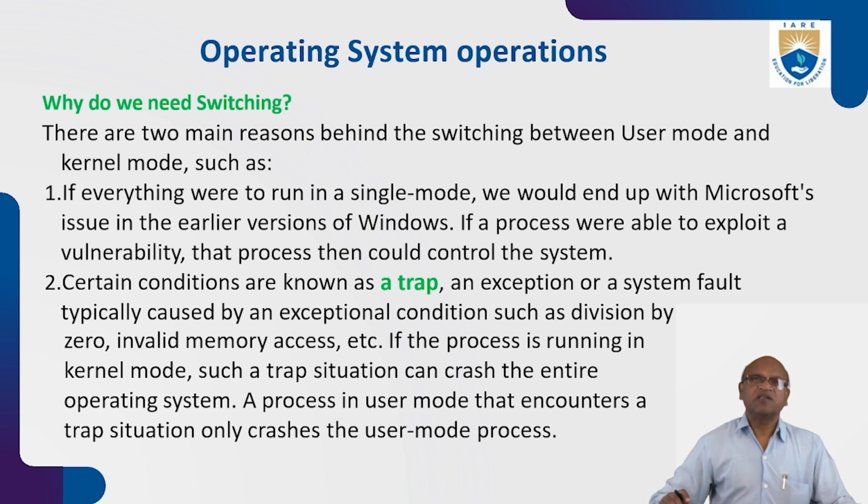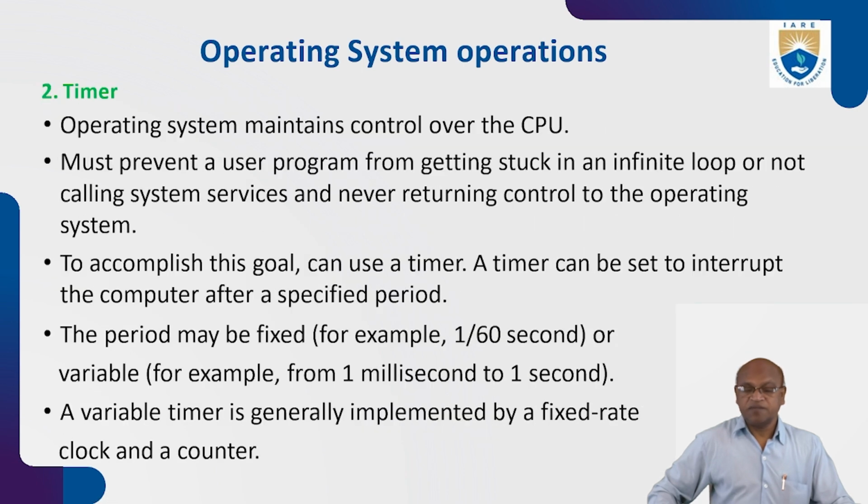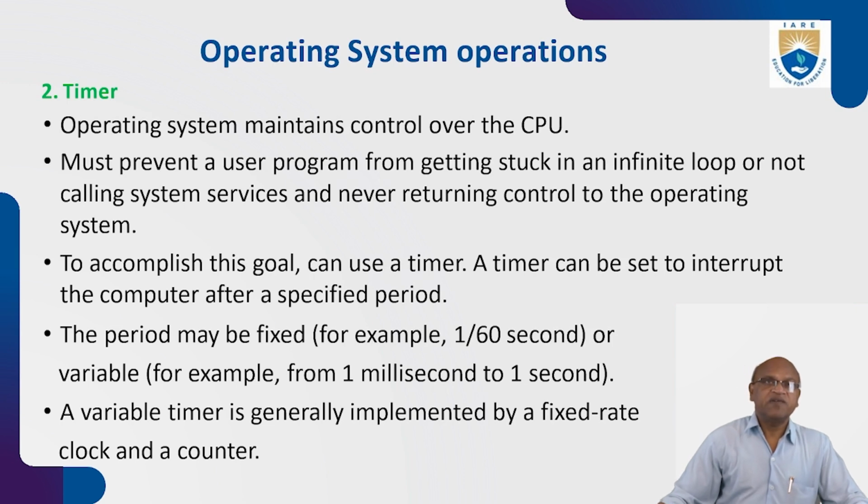Whenever this unwanted event occurs, we get an indication that a trap, which is a software interrupt, will be raised. Now operating system operations, the timer. The operating system maintains control over the CPU, which is what we have been discussing since the beginning. It must prevent a user program from getting stuck in an infinite loop or not calling system services and never returning control, which is nothing but a computer hang up. To accomplish this goal, you can use a timer.